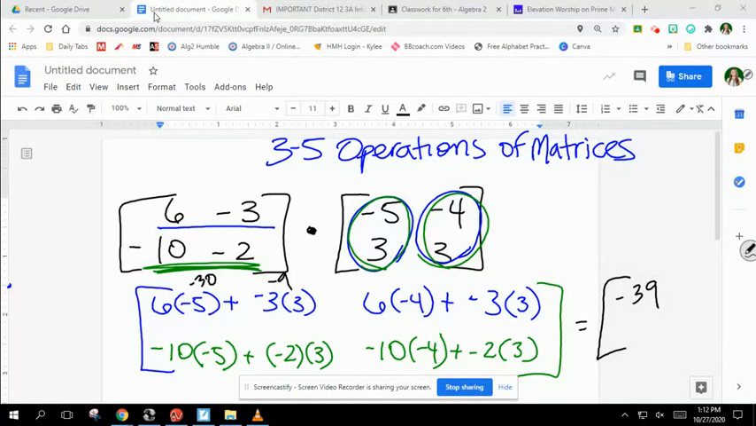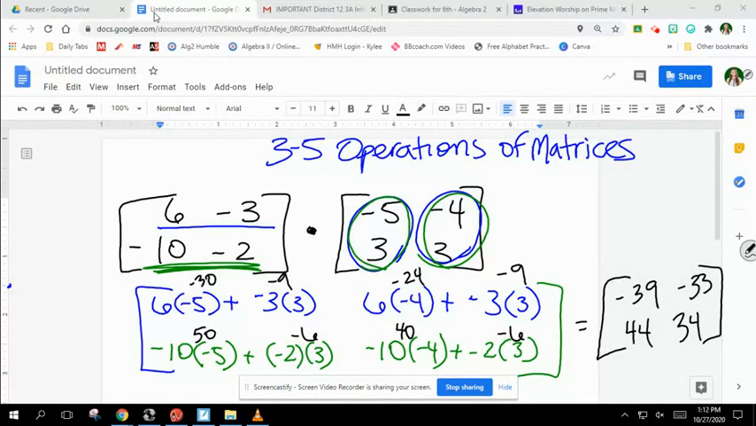Okay. 6 times negative 4 is negative 24. Negative 3 times 3 is negative 9. Add those together, you get negative 30. Negative 10 and negative 5 is positive 50. Negative 2 and 3 is negative 6. Add those, and it basically becomes a subtraction problem, 44. Negative 10, negative 4 is positive 40. Negative 2 and 3 is negative 6. 40 minus 6, 34. Okay, so you should get numbers completely different than just a generic multiply the spots on multiplication.